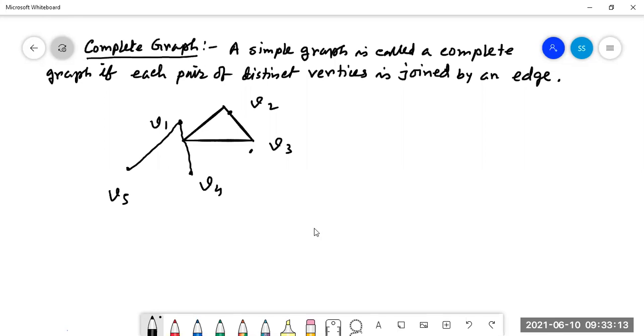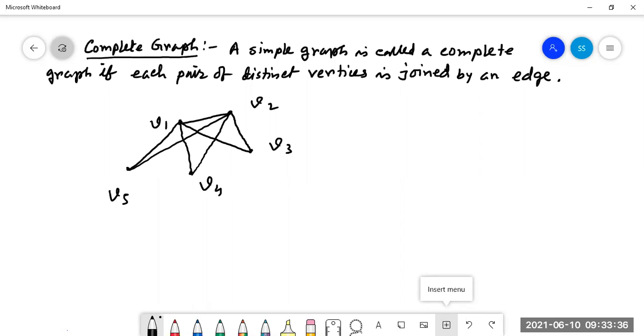V2 and V4 are also a distinct pair of vertices, so we have to make one edge between V2 and V4. Then V2 and V5, that is also a distinct pair, so there is also one edge. Clear? Now look at V3.